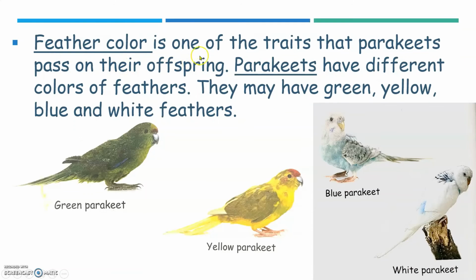Feather color is one of the traits that parakeets pass on to their offspring. Parakeets have different colors of feathers. They may have green, yellow, blue, and white feathers. So we have here a green parakeet, yellow parakeet, blue parakeet, and white parakeet.